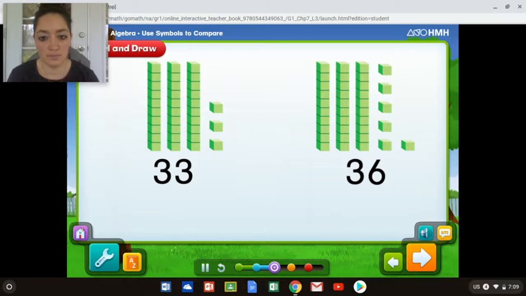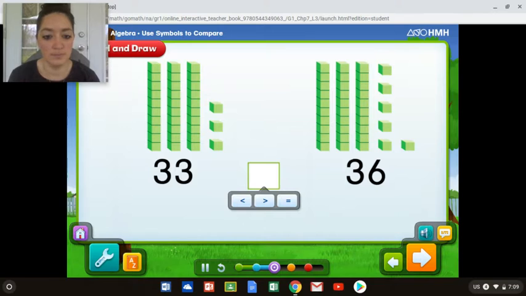We can compare the number of 1s to find which number is less. 33 has 3 1s. 36 has 6 1s. So 33 has fewer 1s than 36. That means 33 is less than 36.